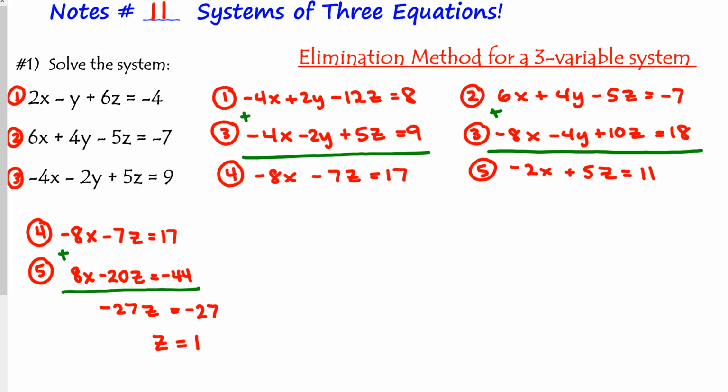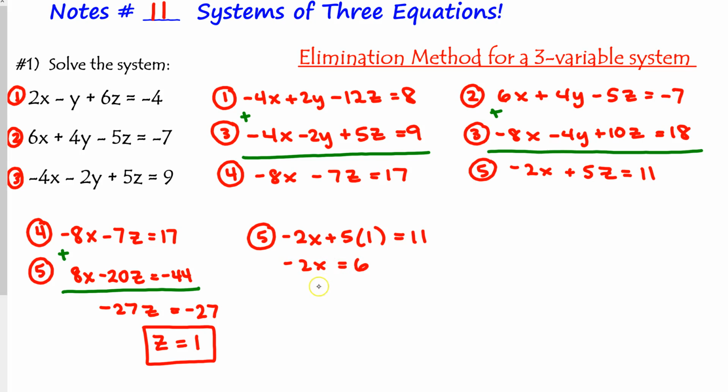Okay, so now that we know z, let's work backwards and find x and then find y. So I'm going to use either equation 4 or 5. It really doesn't matter. I'll take 5 and substitute 1 in for z, and that will allow me to solve for x. So negative 2x equals 6, so x equals negative 3. Now I'm going to go back to equation 1, 2, or 3, it doesn't matter which, and substitute the values of x and z in there and find y.